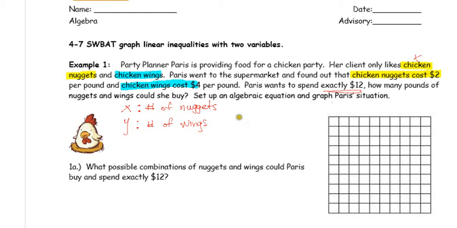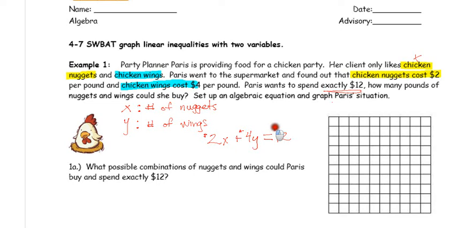So we know the cost of all these things. She's going to be paying $2 a pound for chicken nuggets, so 2x, plus $4 a pound for chicken wings. And she wants it to be exactly, notice that exact means equal to, $12. So we've set up our equation: 2x plus 4y is equal to 12. An interesting thing to notice here is that these are all in terms of dollars. It's $2 for chicken nuggets, $4 for a pound of chicken wings, and that's all $12.